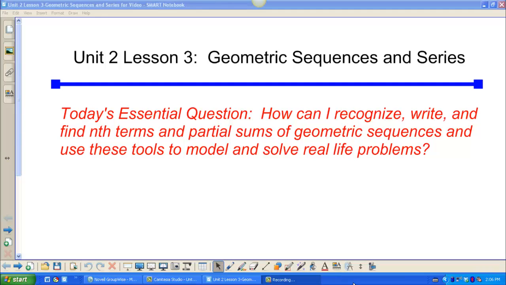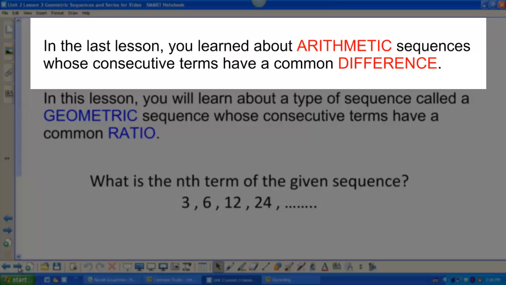Welcome to Unit 2, Lesson 3, where we're going to learn about geometric sequences and series. By the end of this lesson and the second part that goes with it, you should be able to recognize, write, and find nth terms and partial sums of geometric sequences and use those tools to model and solve real-life problems. In the last lesson, you learned about arithmetic sequences where the consecutive terms had a common difference.